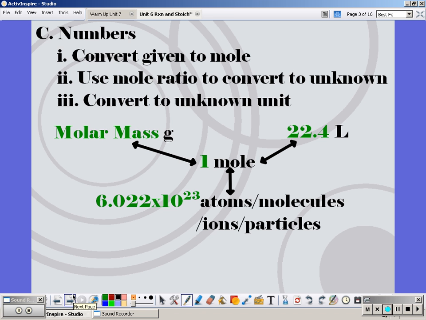So there are 3 steps. First, you're going to convert the given to moles if it's not already in moles. Then you're going to use the mole ratio to convert from one substance to another. And then you're going to convert to the unknown unit. Remembering from our unit 2 that molar mass goes with grams, 22.4 goes with liters, 1 goes with mole, and Avogadro's number goes with everything else.